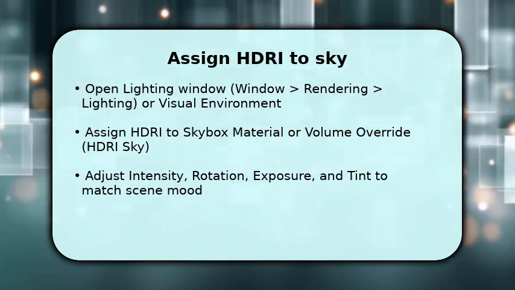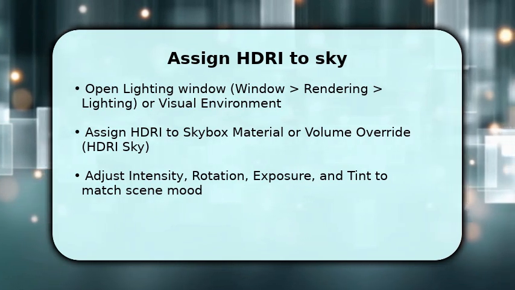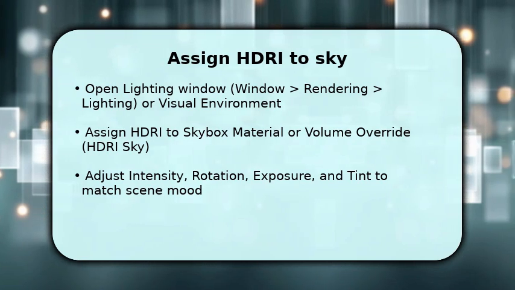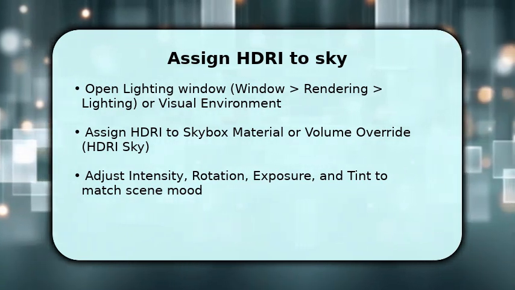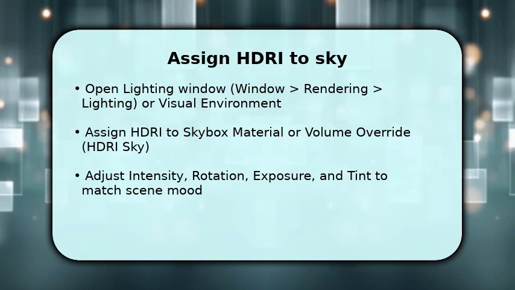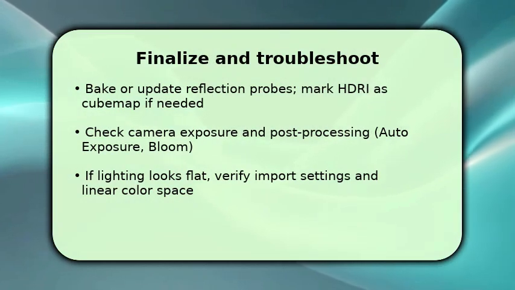You can rotate the HDRI to change sun direction, tweak intensity and exposure to balance brightness, and use tint or color adjustments to match your scene lighting intent before finalizing. Finish by refreshing reflections and validating camera exposure.